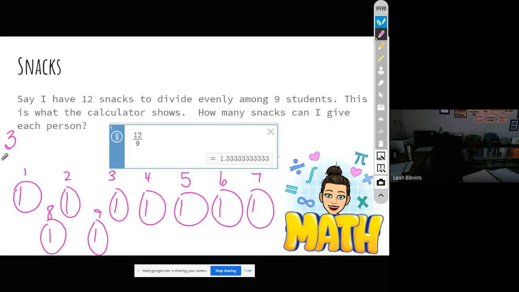Let's think about this. If I have 3 candy bars and I want to give it to 9 people, how many pieces would I have to break each candy bar into? 3. So take one of these candy bars, distribute it amongst these 3 people, so they each get a third, right?